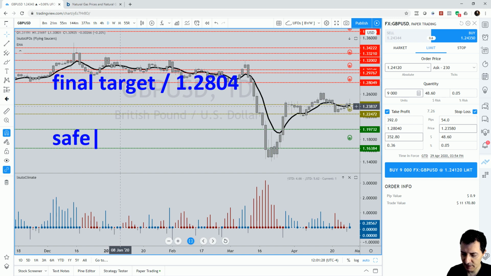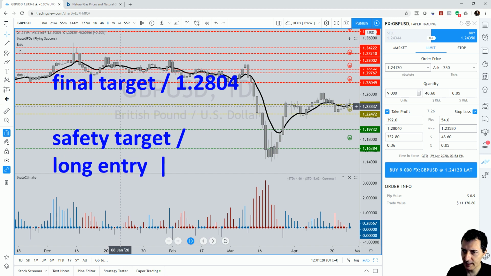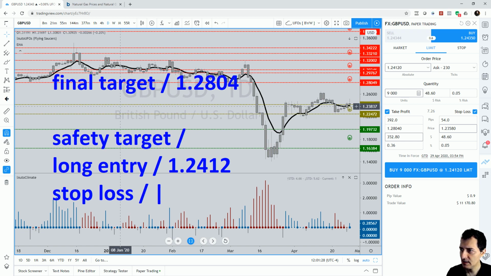We're gonna have a safety target which I need to calculate. Okay, we're gonna have a long entry located at 124.12. Okay, and we're gonna have a stop loss which is located at 123.58. Okay, so now the distance between 12 and 58 is 54 pips.